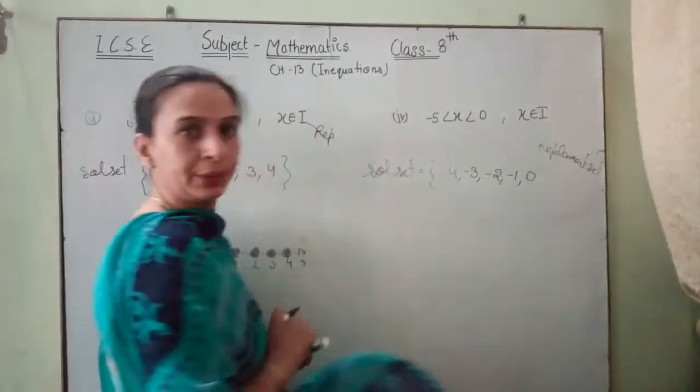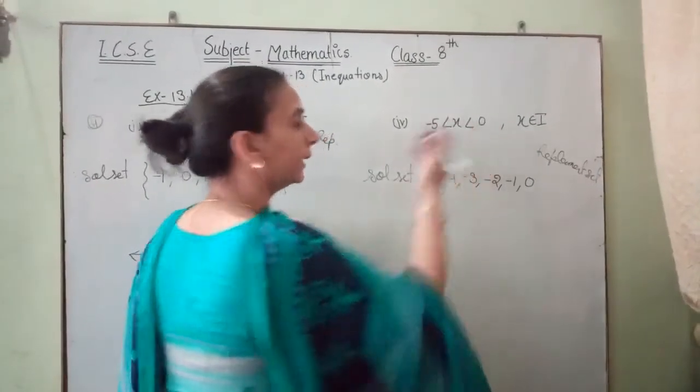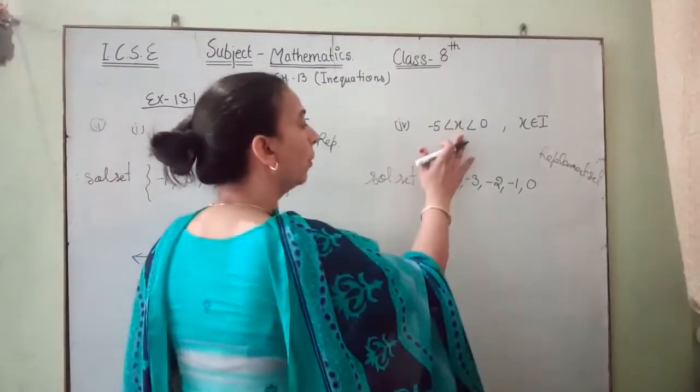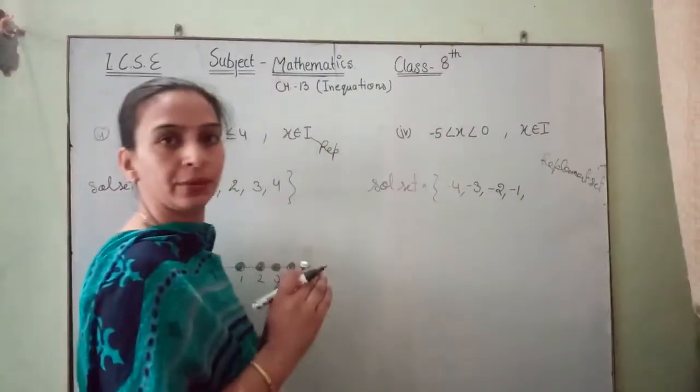If we take 0, but student, we don't take 0 because there is no equal sign with 0. This shows only less than 0. Then we don't take 0 in this solution set.